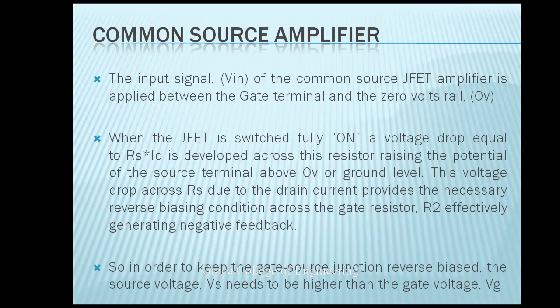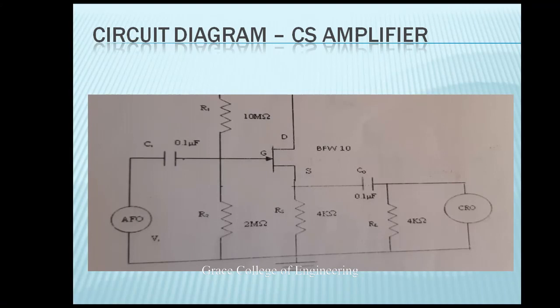The input signal of the common source JFET amplifier is applied between the gate terminal and the 0-volt rail. When the JFET is switched fully on, a voltage drop equal to Rs into ID is developed across this resistor, raising the potential of the source terminal above 0-volt or ground level. This voltage drop across Rs due to the drain current provides the necessary reverse biasing condition across the gate resistor R2, effectively generating negative feedback. So, in order to keep the gate source junction reverse biased, the source voltage Vs needs to be higher than the gate voltage. This is the circuit diagram of common source amplifier.